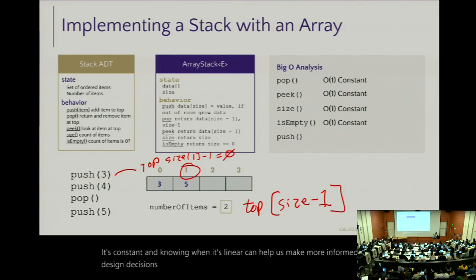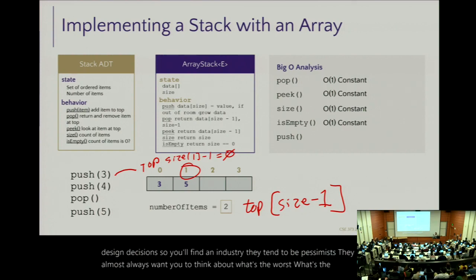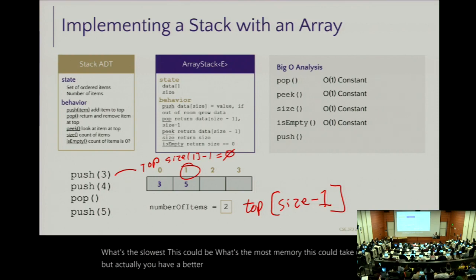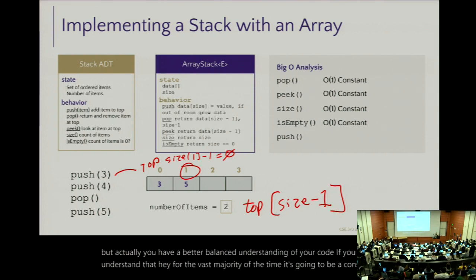In industry, they tend to be pessimists. They almost always want you to think about what's the worst, the longest, the slowest this could be, the most memory this could take up. But you have a better balanced understanding of your code if you understand that for the vast majority of the time, it's going to be a constant push, except in that sneaky scenario where we have to resize the array.